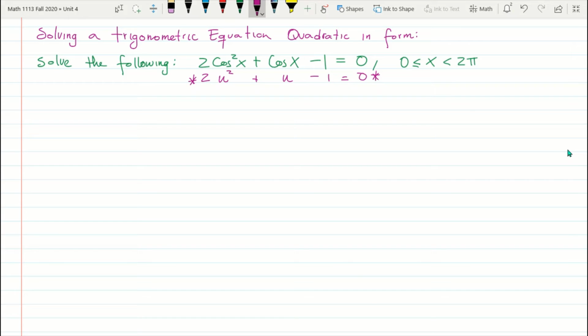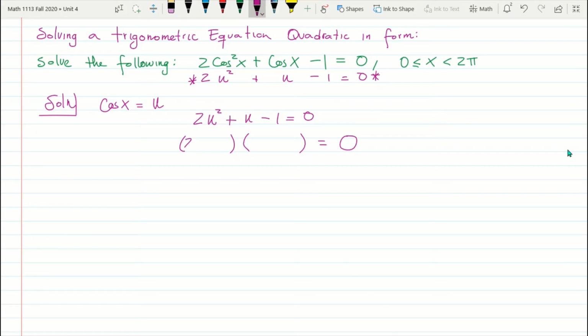So again, my x values should be between 0 and 2 pi. So let's go ahead and go for that. So I'm going to let cosine of x be equal to u. I'm just going to do some substitution so that it looks a little easier for us to solve. So once again, 2 times u squared plus u minus 1 equals 0. So I'm going to do some factoring, right? I'm going to break this thing apart into its factors.